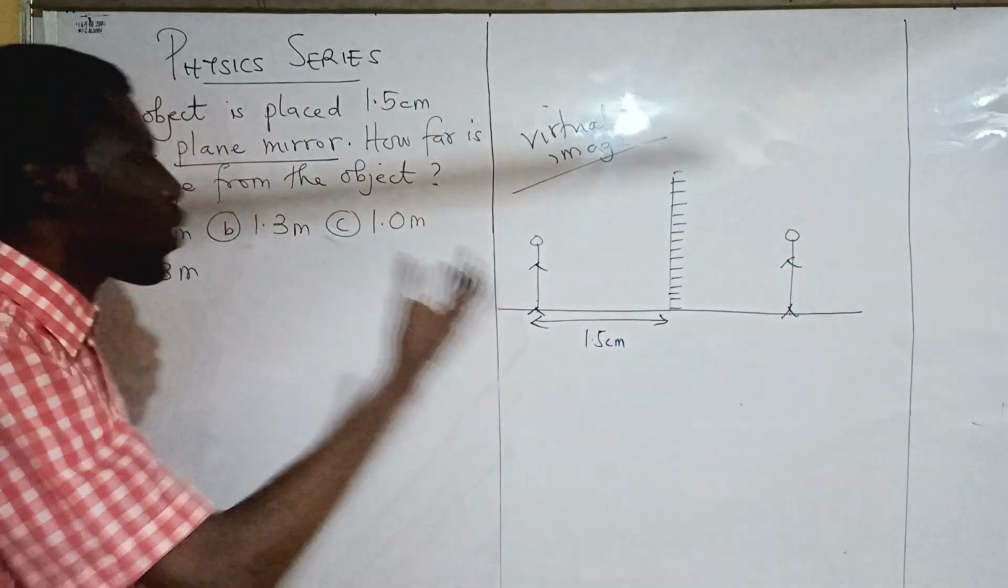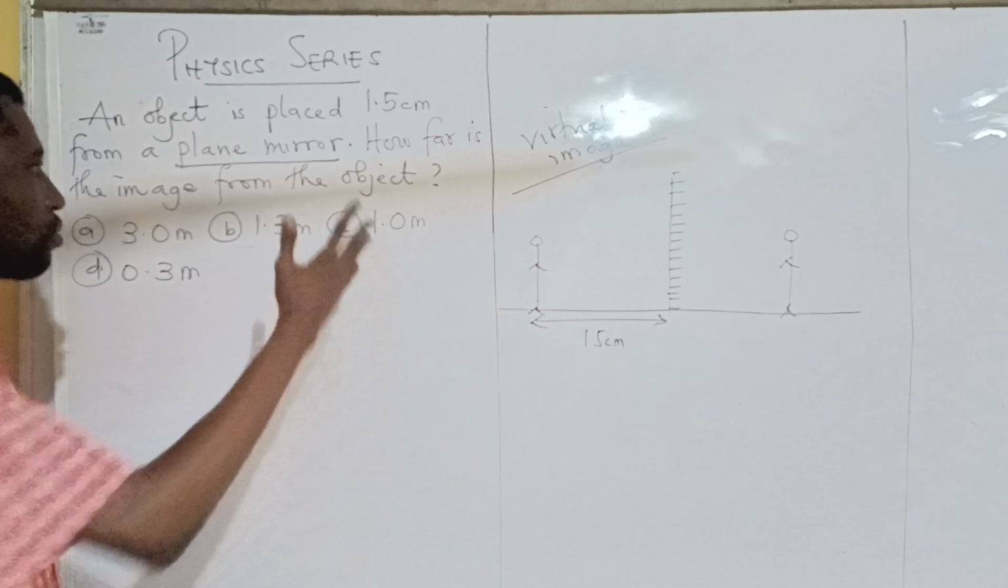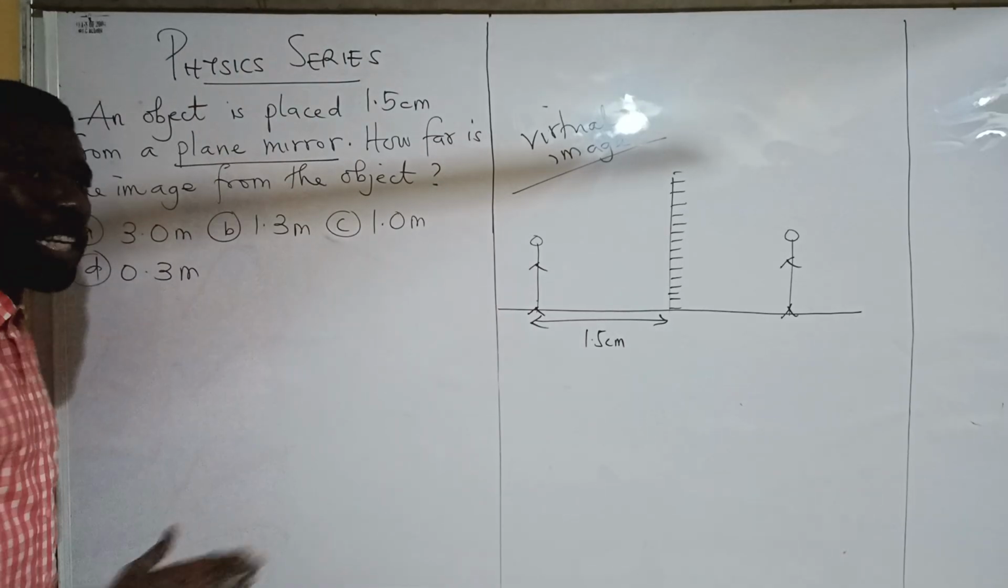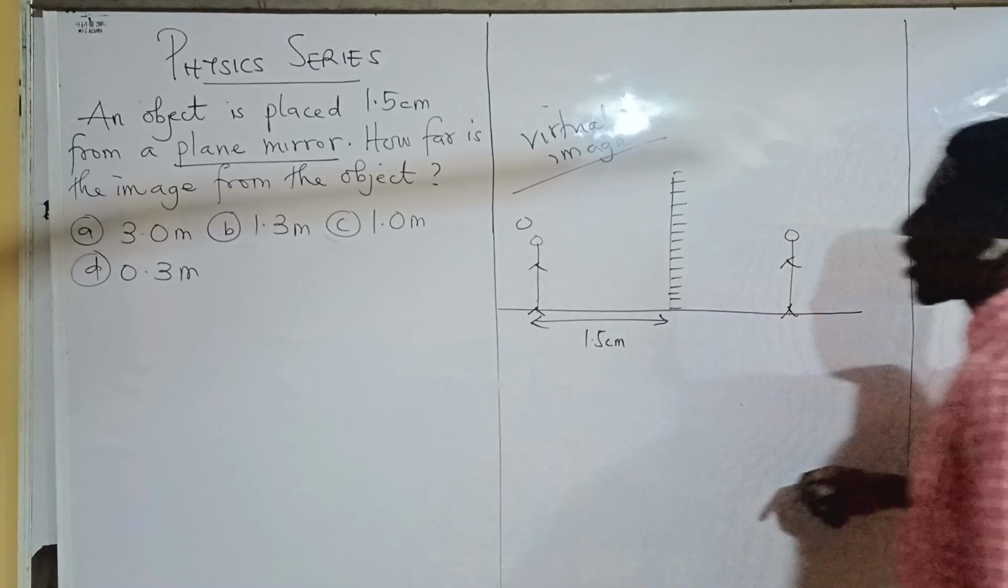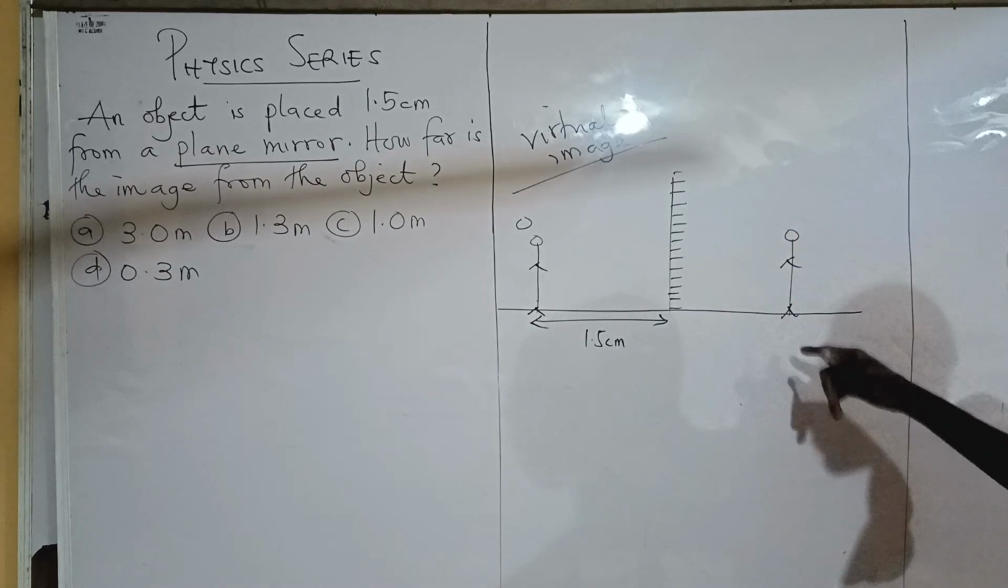All right, so the same thing we are going to apply here. It forms a virtual image, and the object distance, which is this object, is the same as the image distance.